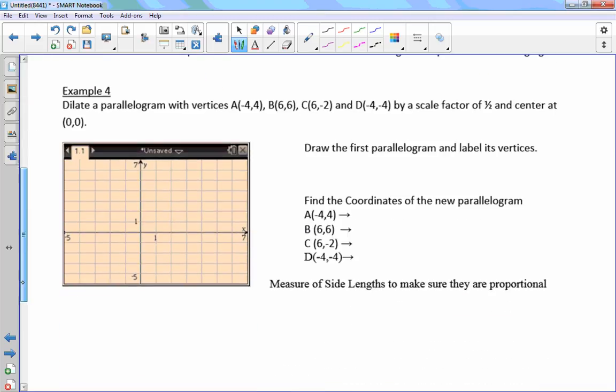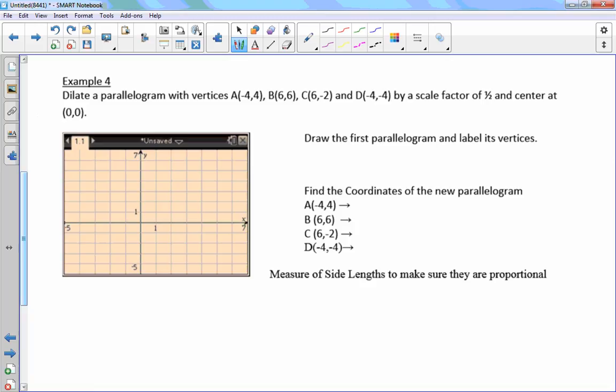Okay. So now we have parallelogram. We also have triangles. Example 4, dilate a parallelogram. We just went over parallelogram properties. One property about diagonals. What do diagonals do on parallelograms? They bisect each other. 2 things about the angles. Opposite angles of a parallelogram are.